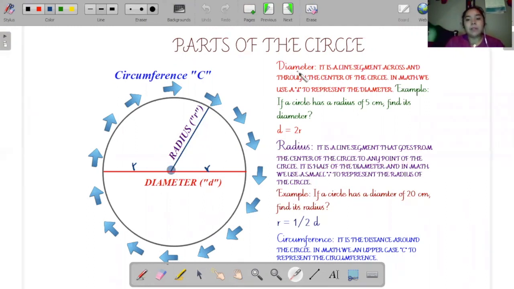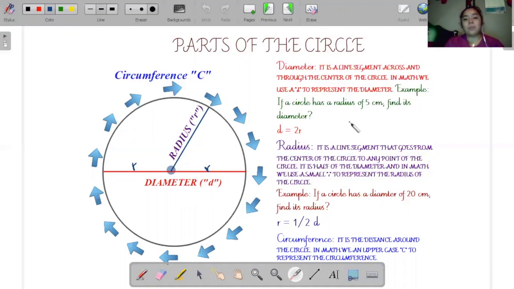Next comes the diameter. The diameter is a line segment that goes across and through the center of the circle. So this red line that we have here is our diameter. It goes across the circle and through the center. And we use a small d to represent the diameter. Also, the diameter is twice the radius. So if we have the radius, the diameter will be twice the length of this. So we have r plus r, which is equal to 2 times r.